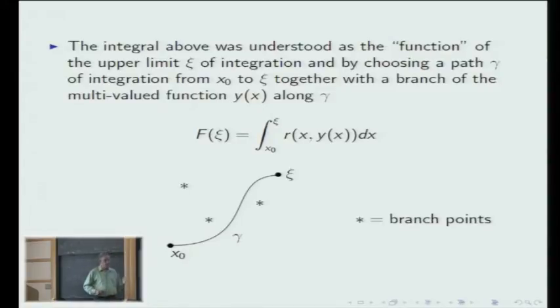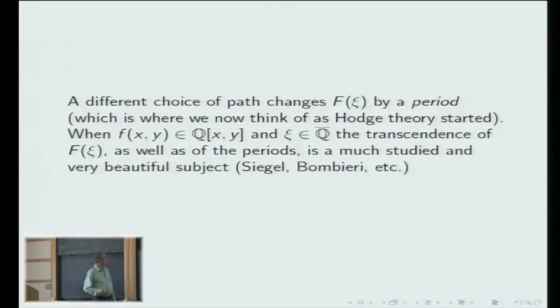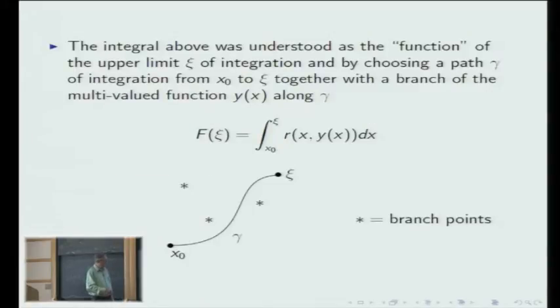And even though you're integrating an algebraic function, the functions that you get are, of course, transcendental. And what sort of transcendental objects are these? So a different choice of path changes this thing by a period. If you go around this way, you'll get some integral around a closed path. That's called a period. And that was really the beginning of Hodge theory.